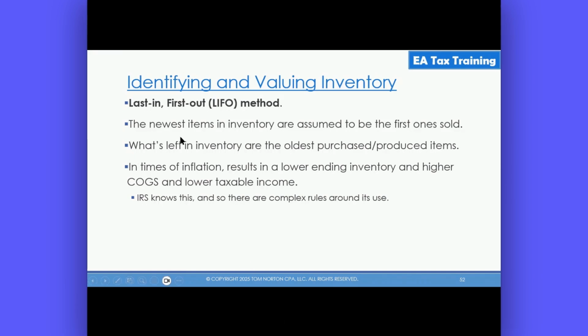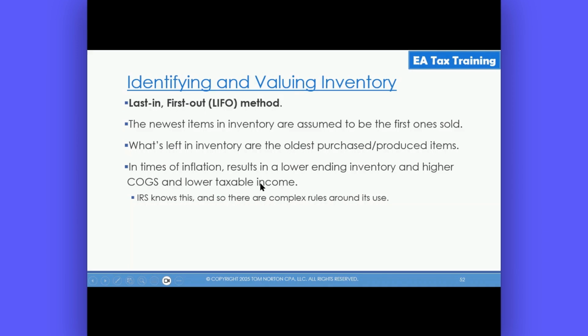The opposite of that is LIFO, last in, first out. So here, the newest items in inventory are assumed to be the first ones sold. What's left in inventory are the oldest purchased or produced items. In times of inflation, this results in a lower ending inventory and higher cost of goods sold and lower taxable income. So this is what we were saying.